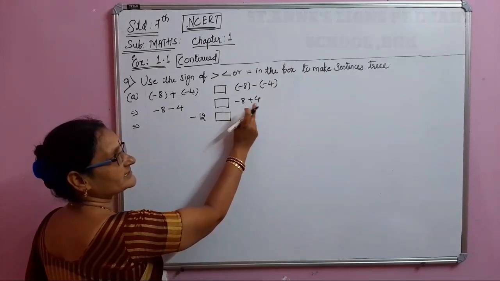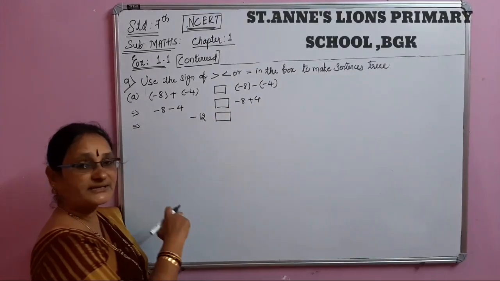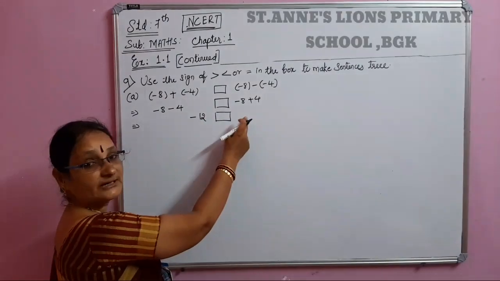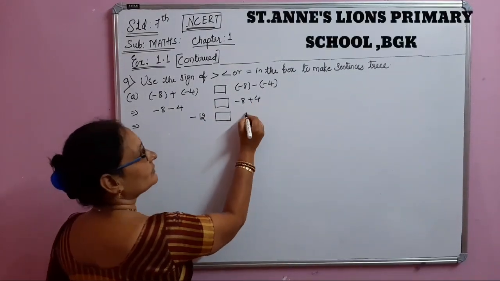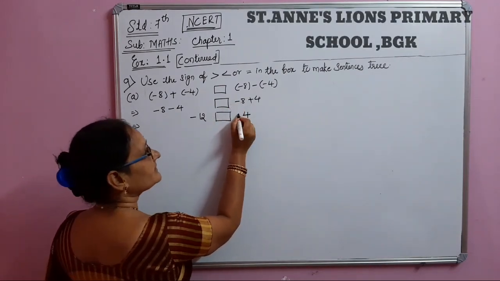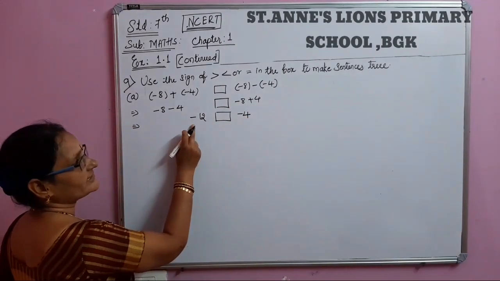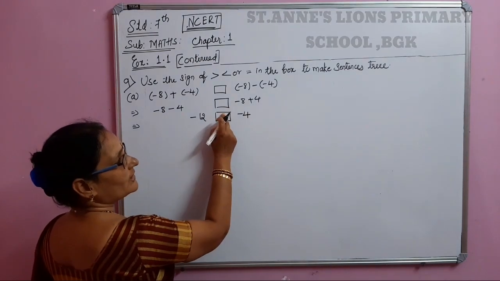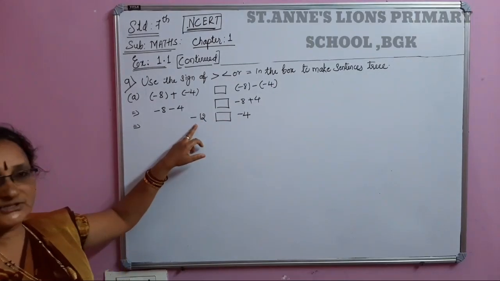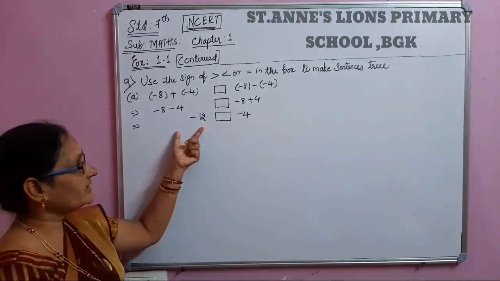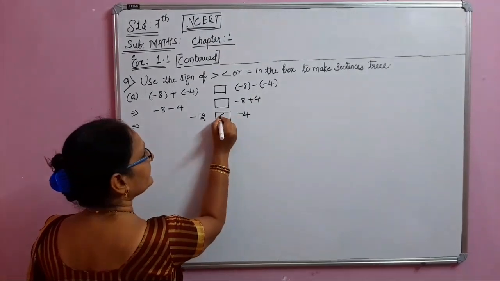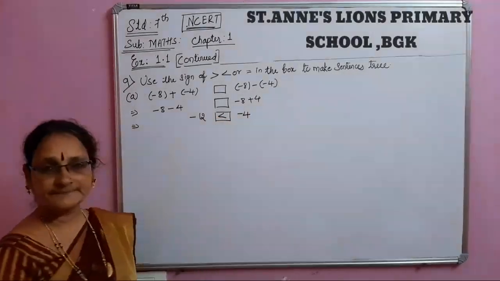See, one minus and one plus: we have to subtract, and the bigger number's sign will come. 8 minus 4 is 4. Which is the bigger number? 8. Its sign is minus, so minus 4. Now minus 12 is either greater or smaller than minus 4. See, minus 4 is greater than minus 12. That means minus 12 is smaller than minus 4. Here you have to use the sign smaller.